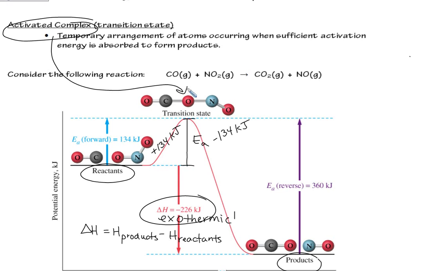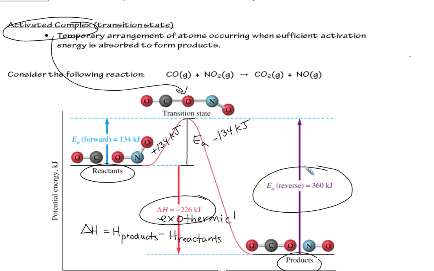But while it changes to this transitional color, we know that we're at the transition state where this activated complex is present, this temporary arrangement of atoms. We're close to being able to form products. We have sufficient energy. Now the other thing that we should mention about this graph is the reverse.